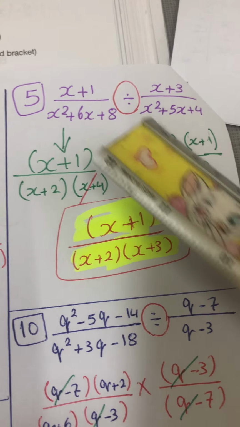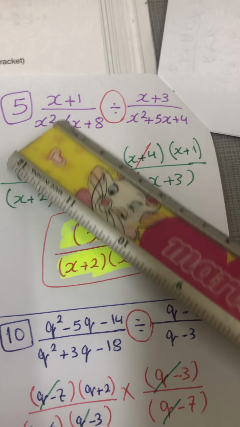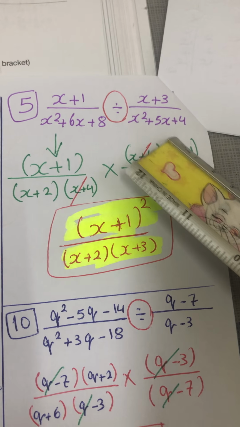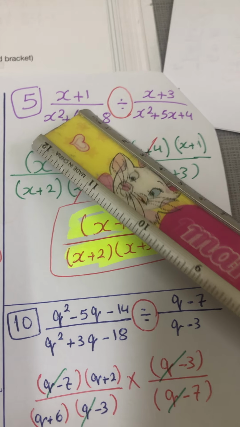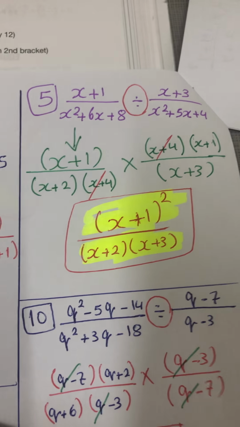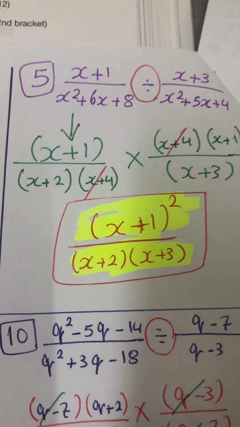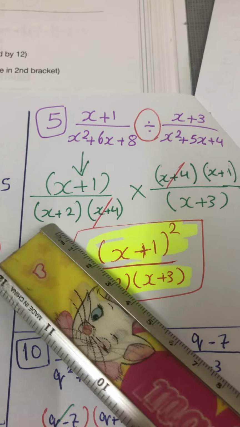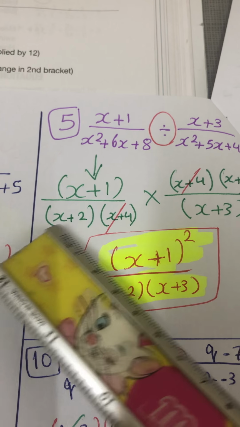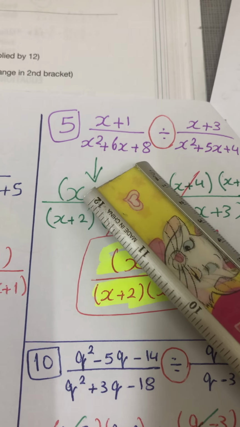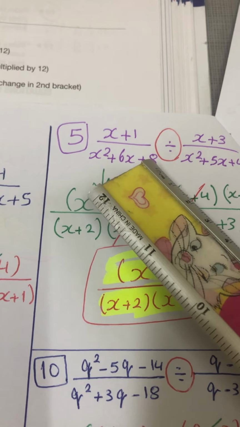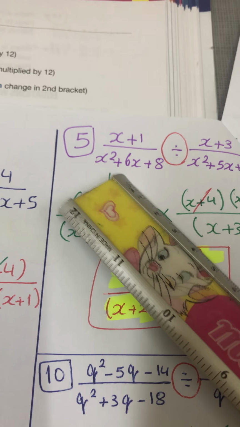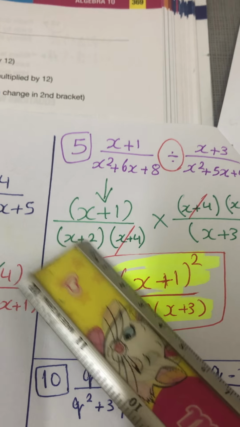Let's take number 5. It's a division problem. We have a fraction divided by another fraction. About the numerator x plus 1, I'll keep it the same. It's allowed to put it between brackets. And down, 3 terms, I'll factorize them into 2 brackets. X squared comes from x times x, and 8 positive comes from 8 times 1 or 2 times 4. I want the sum to be 6, so I'll use 2 times 4.